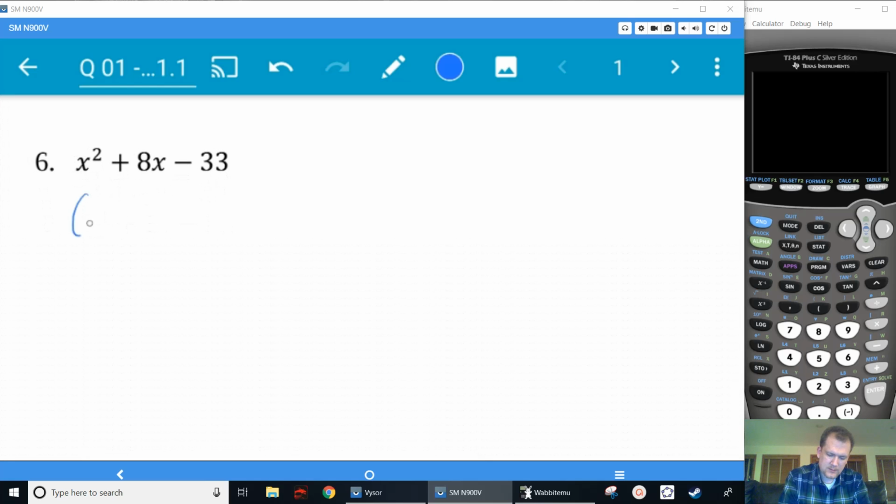And then on this one, to get a negative 33, you have to have opposite signs. One's going to be 3 and one's going to be 11. The positive one has to be 11 because it wins.